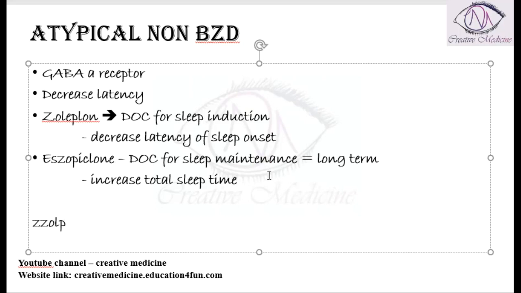Then we also have one more, which is zaleplon. Zaleplon decreases the random eye movement sleep, and it has less effect or minimal effect on slow wave sleep. There is no rebound sleep phenomenon seen in atypical non-benzodiazepines.